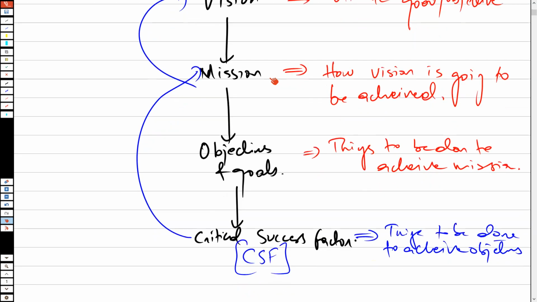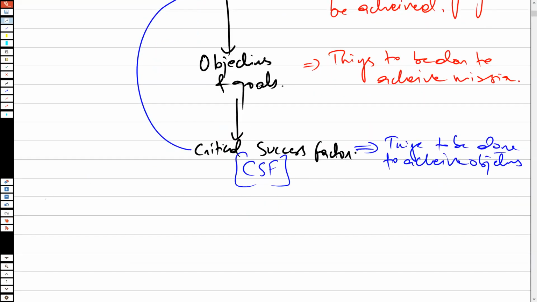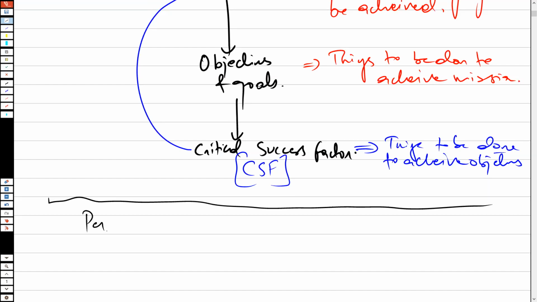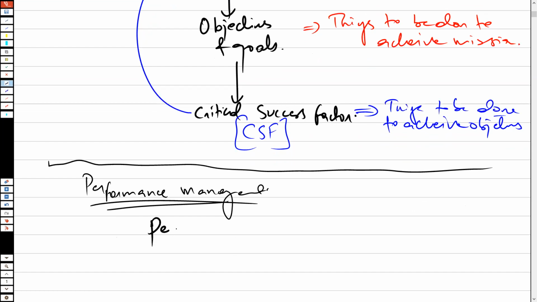Now, let's move a bit forward and have a discussion about it. This is what I've told you about the concept of critical success factors. Basically, when we talk about performance management, while studying it, we also study another concept, and that is called performance measurement.